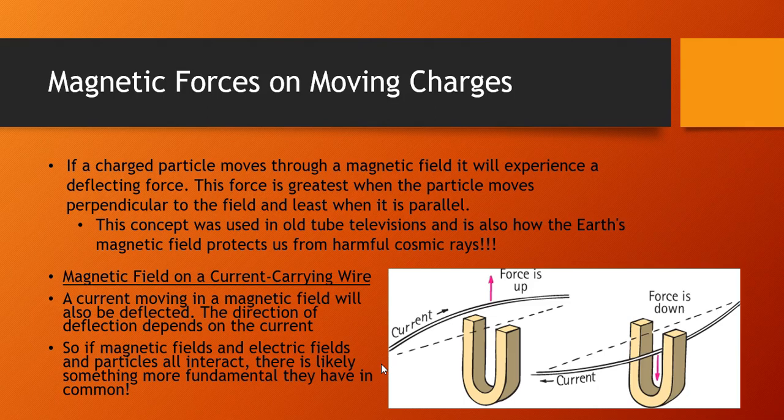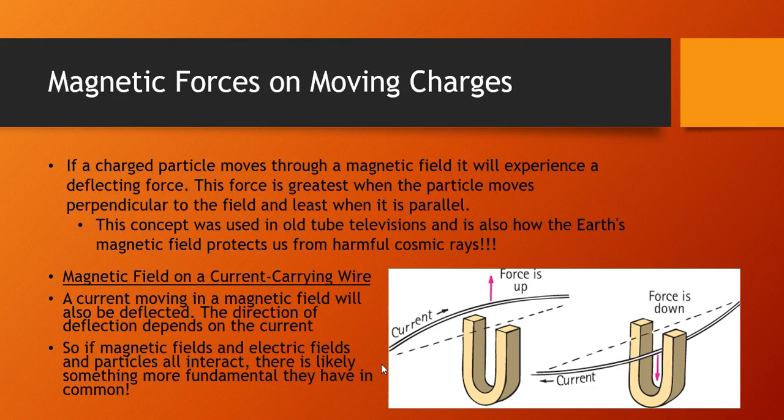This is also how the Earth's magnetic field, which is generated by the iron atoms inside of the Earth's core, protects us from harmful cosmic rays. It deflects them away from the Earth. When those strong cosmic rays hit the atmosphere near the North and South poles, you get auroras.